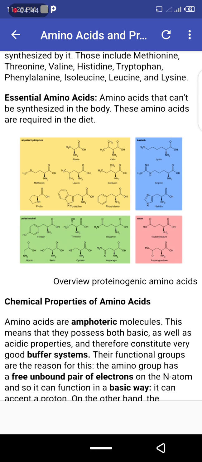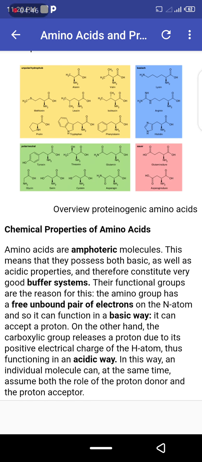Overview of the chemical properties of proteinogenic amino acids: amino acids are amphoteric molecules. This means that they possess both basic as well as acidic properties and therefore constitute a very good buffer system. Their functional groups are the reason for this.